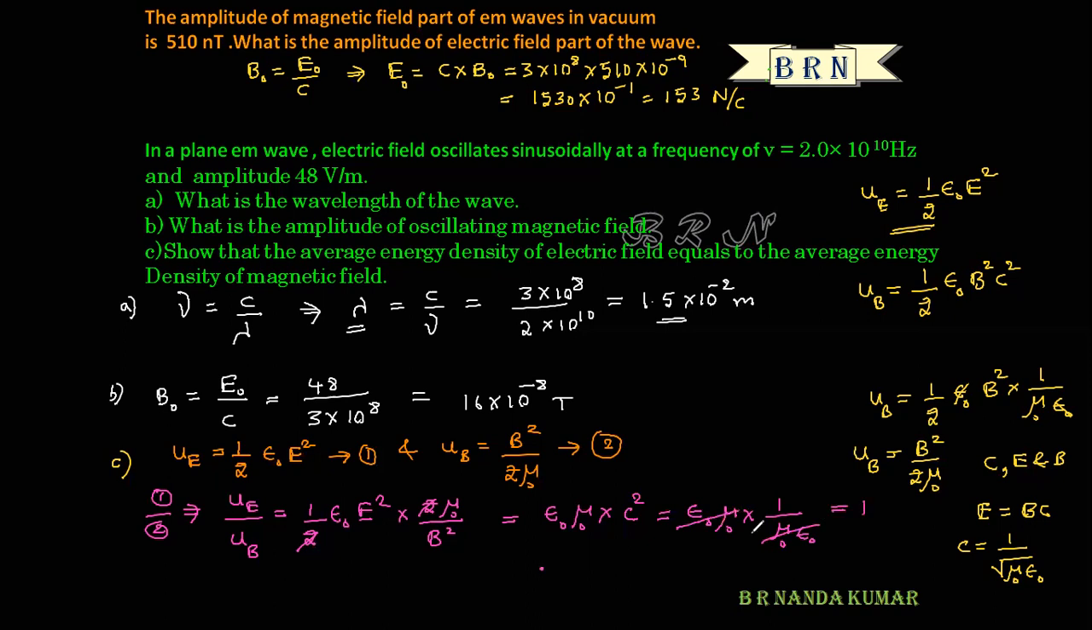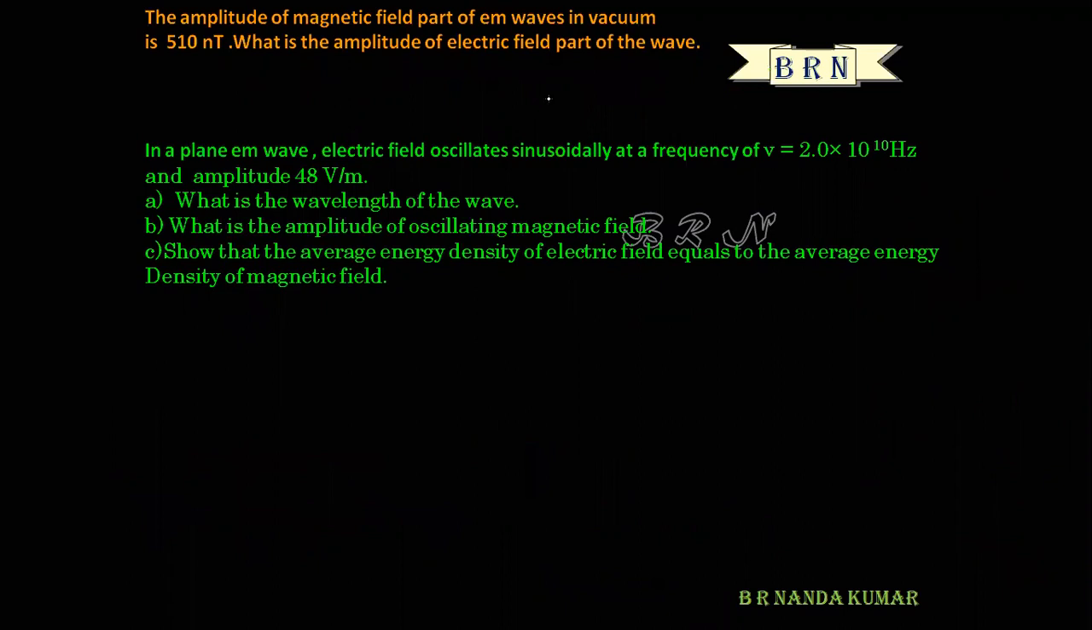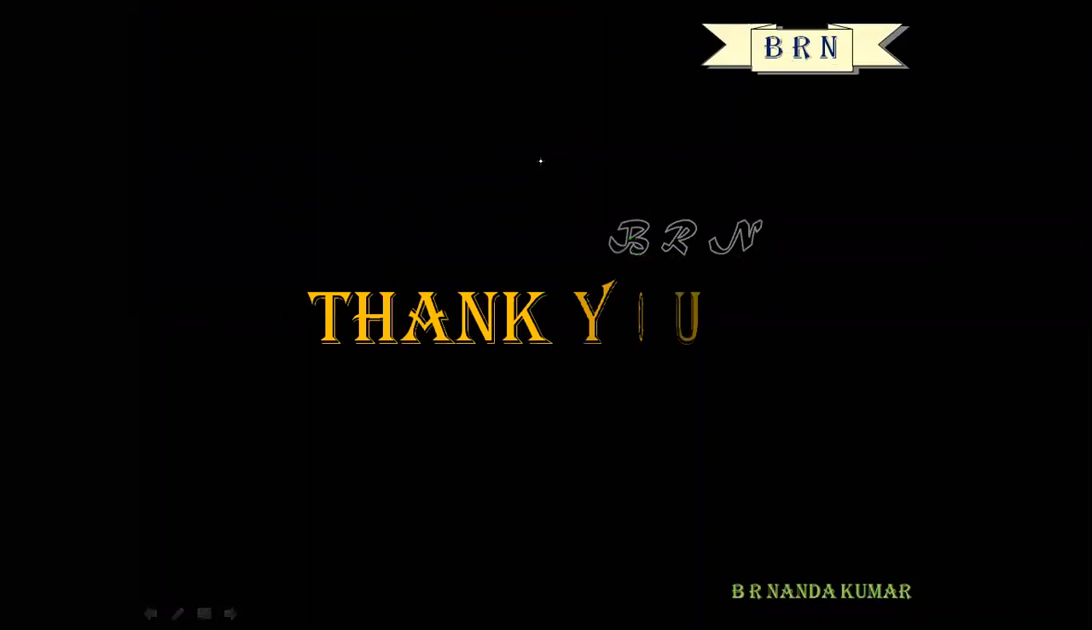So this clearly shows that the energy density of the electric field is exactly equal to the energy density of the magnetic field. Both are symmetrical. Energy density of the electric field is exactly equal to the energy density of the magnetic field. So this numerical is very important. Okay, thank you.